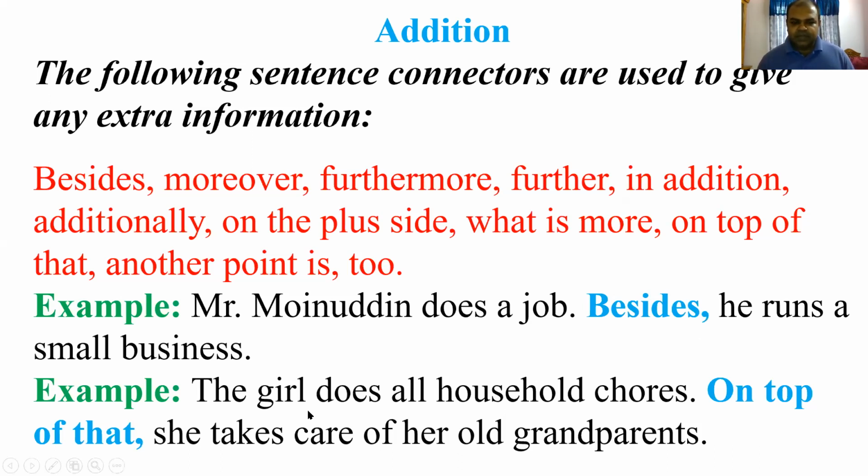Another example is: the girl does all household chores. On top of that, she takes care of her old grandparents. Apart from doing all domestic work, the girl takes care of her old grandparents. That is to say, her duties and responsibilities are not confined to doing household chores only. Besides doing household chores, she has to take care of her old grandparents. For this reason, we have used the sentence connector on top of that.